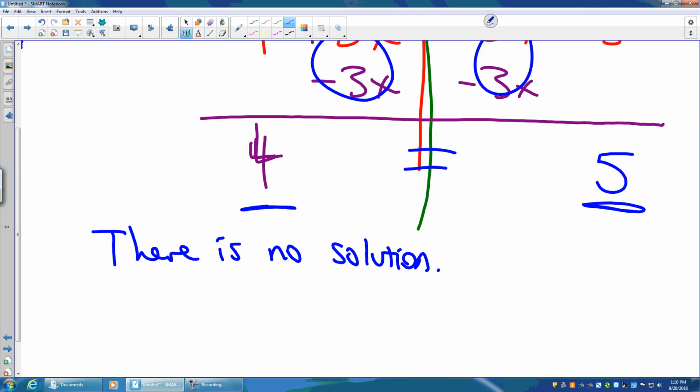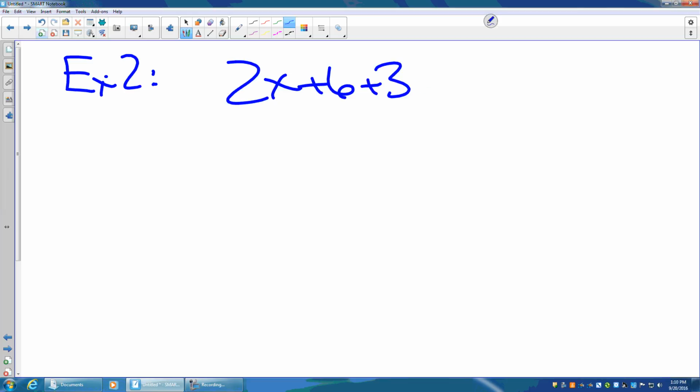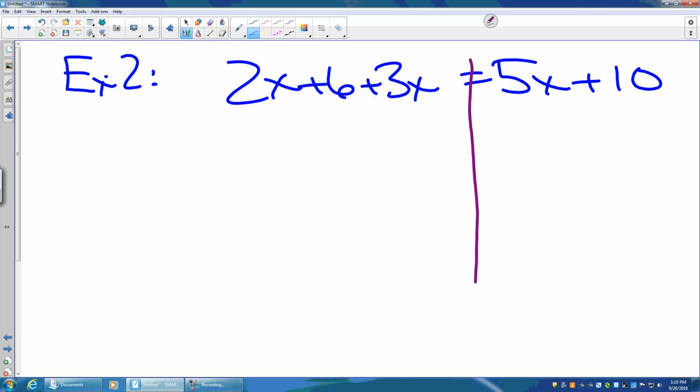All right, let's do another example together that's sort of similar to that, just so you guys see what's going on, because I'm sure that's a little bit strange. I have 2x plus 6 plus 3x equals 5x plus 10. Again, let's draw our line down to separate both sides. On the left, I'm going to combine these two sets of x's and end up getting 5x plus 6. And on the right, 5x plus 10.